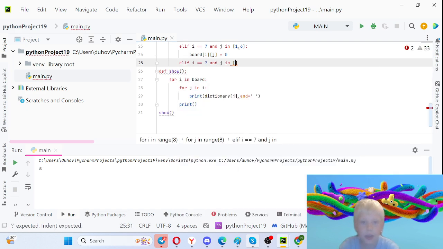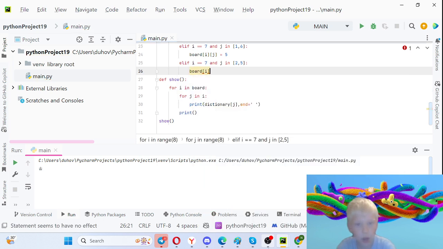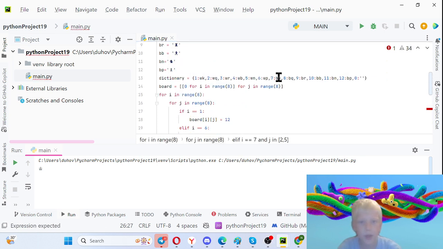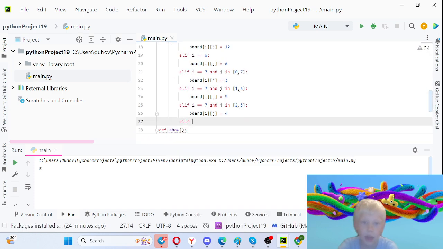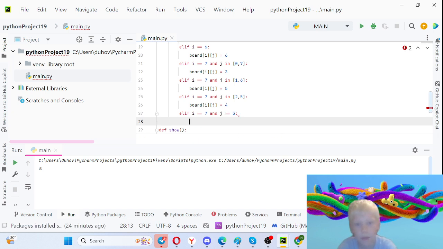If j in 2, 5, that means that there is a bishop in there. Then there is a bishop, white bishop. 4. And if i equals 7 and j equals 3, then there is a king.